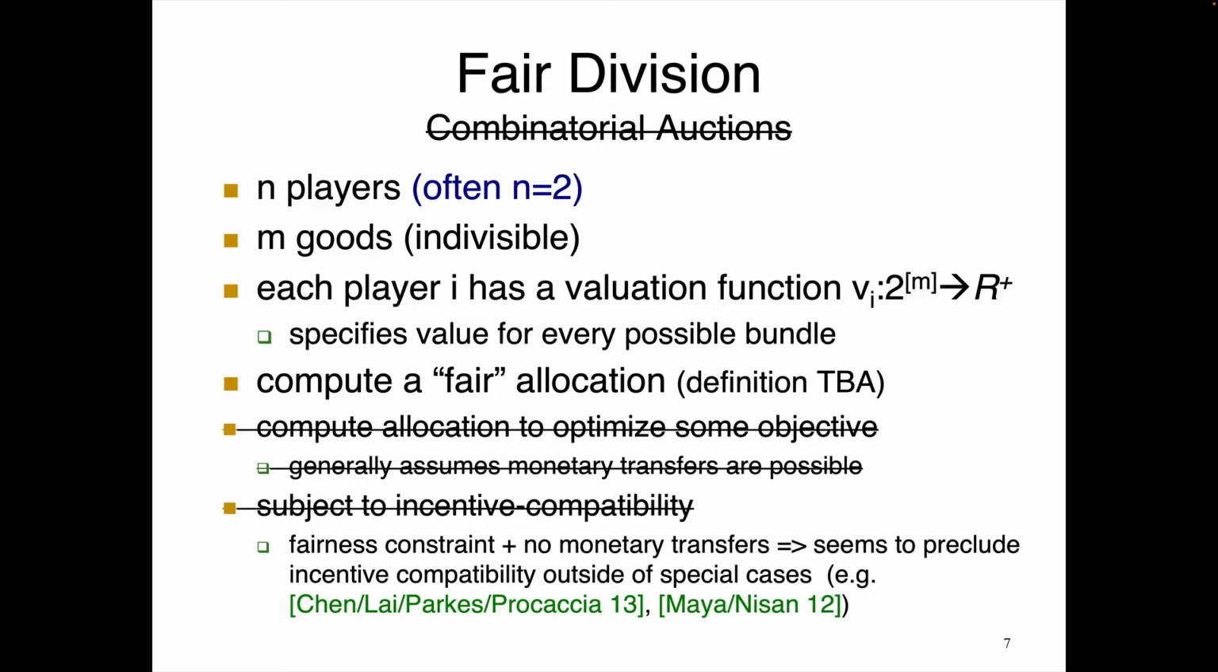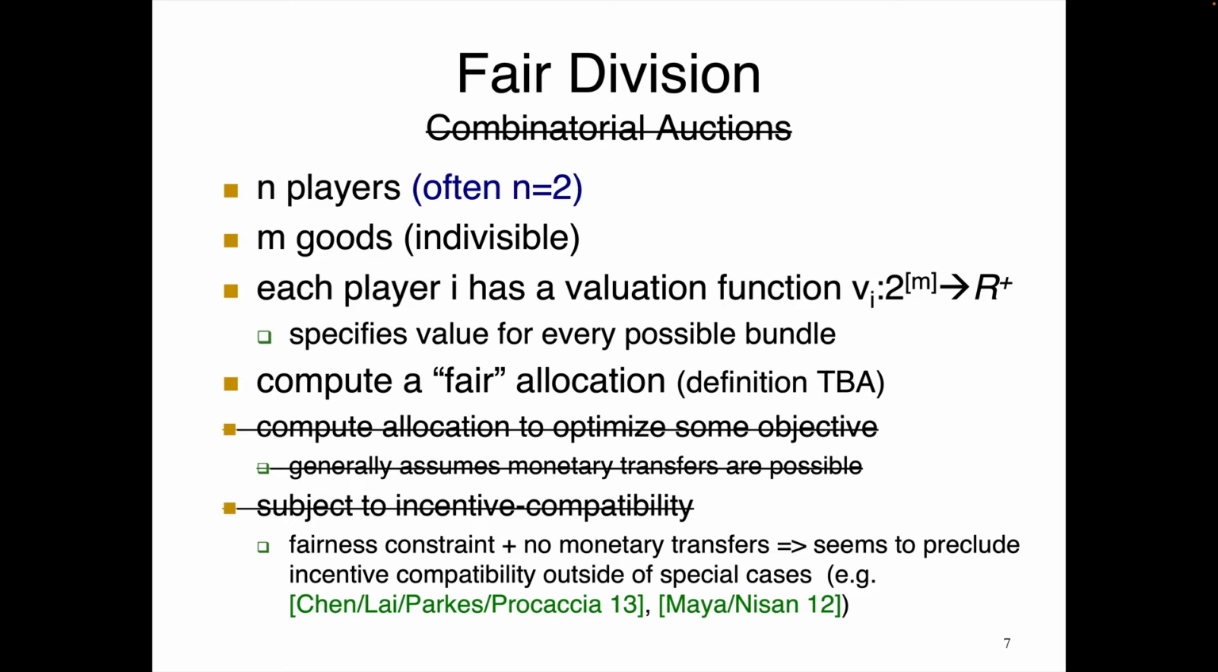And most work in fair division also assumes a non-transferable utility setting where there are no monetary transfers, unlike what you see in combinatorial auctions. And as a consequence of these two differences, as a consequence of not doing welfare maximization, and moreover not having monetary transfers, a lot of work in fair division, including everything I'll say today, punts on incentive compatibility.